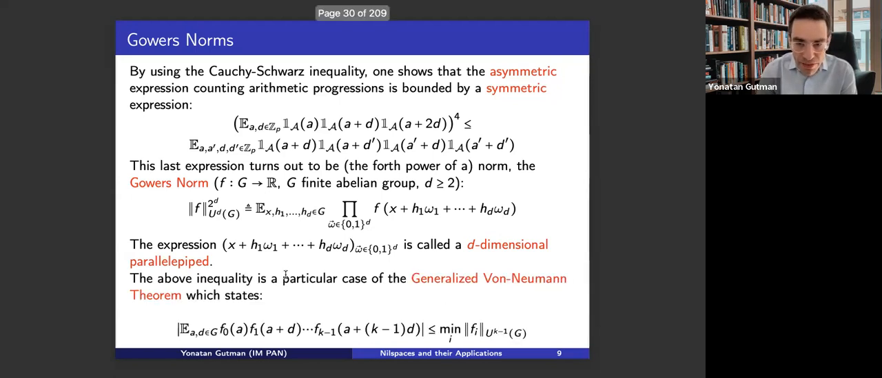And so the above inequality is a particular case of the so-called generalized von Neumann theorem, which states that this expression, which you can think of as a generalized arithmetic progression, because we have here f_1(a plus d) until f_k(a plus (k minus 1)d), is controlled by the suitable Gowers norms.